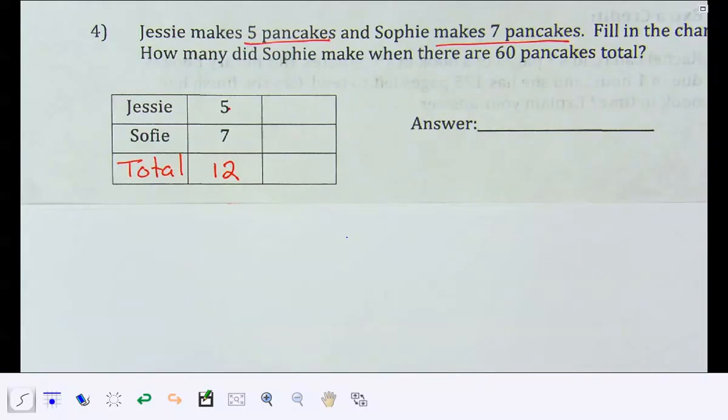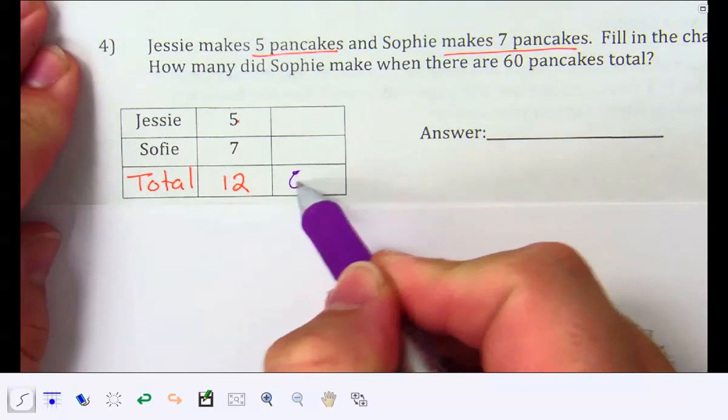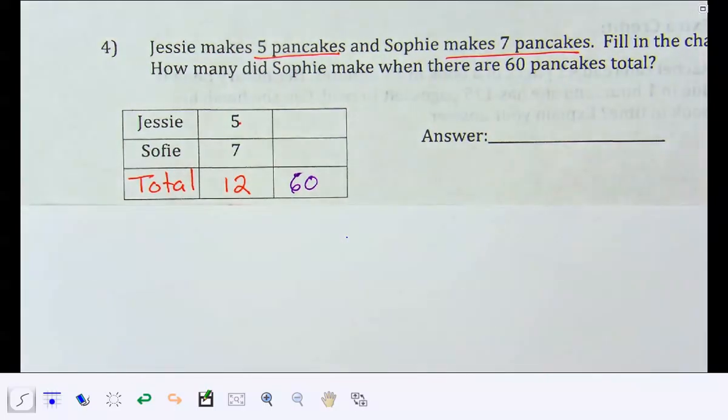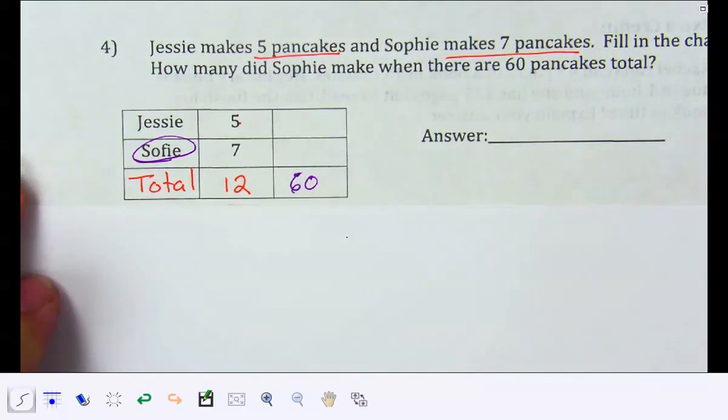Okay, so it says what we want to know is how many did Sophie make when there are 60 pancakes total. So in the total box, I'm going to write 60 because that's what I'm looking for. And then, I'm actually going to just circle the box for Sophie because it says how many did Sophie make. So then it shows me that's the section that I'm looking for.